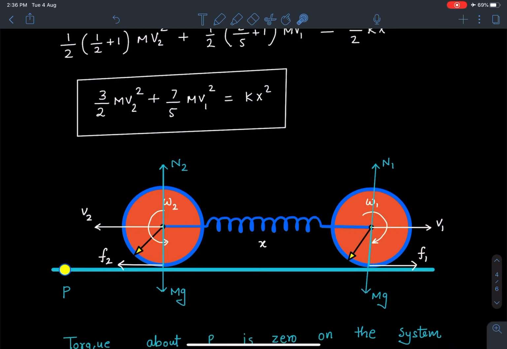So if I substitute the values here using the equation of condition of pure rolling or no slipping, V2 is R omega 2 and V1 is R omega 1. So from here I am going to get this as 3 by 2 mV2R, that is equal to 7 by 5 mV2R. So mR will get cancelled and I am going to get 14.